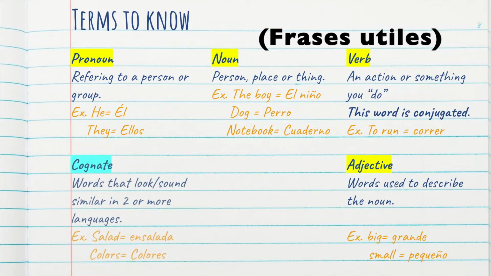First we have the word cognate, or cognado. This means that it is a word that either looks or sounds the same in 2 different languages. It could also be in more than 2 languages, but we're focusing on English and Spanish. The example we have here is salad in English and ensalada in Español. Notice how they sound similar, and also they're written very similarly. The other example we have is colors and colores, right? They look and sound the same. So that's what a cognado or a cognate is.